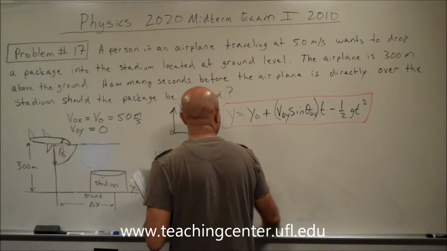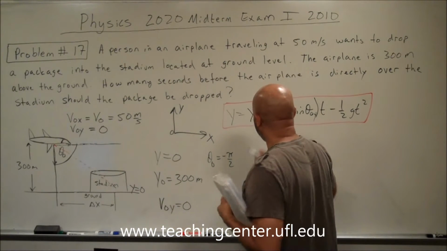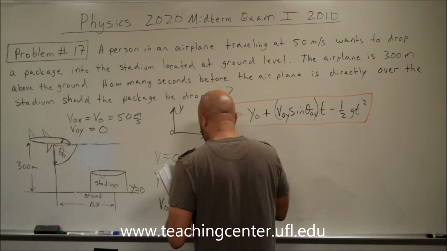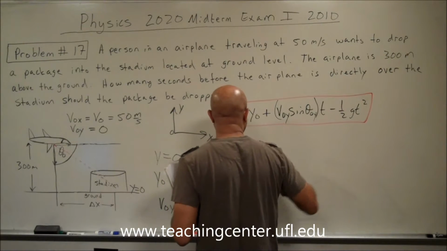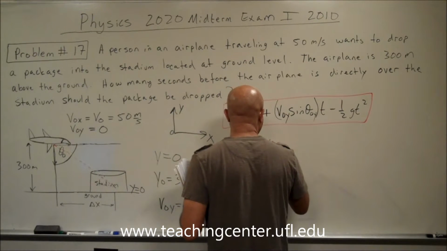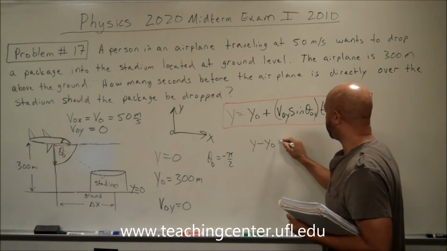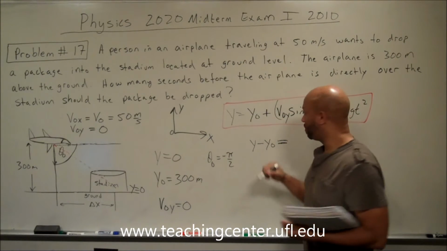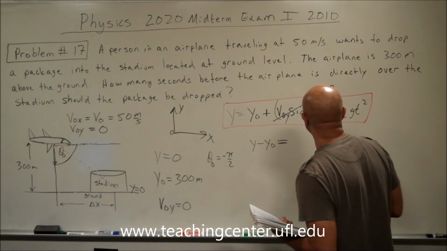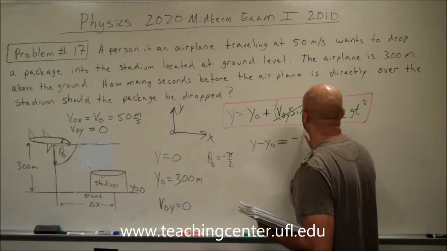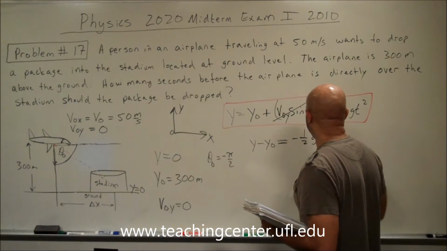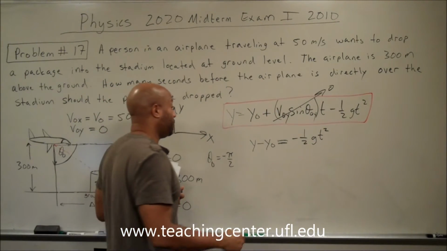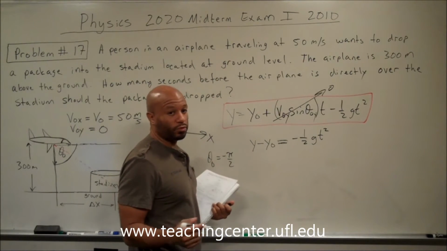Alright, so let's simplify this equation. Let's rearrange the equation this way, where we bring the initial y to the left side of the equation. And we know that the initial velocity is 0, so that makes this whole term go to 0. So we're just left with minus 1/2 times the gravity times the time squared. Alright? Now, we want to solve this equation for t.